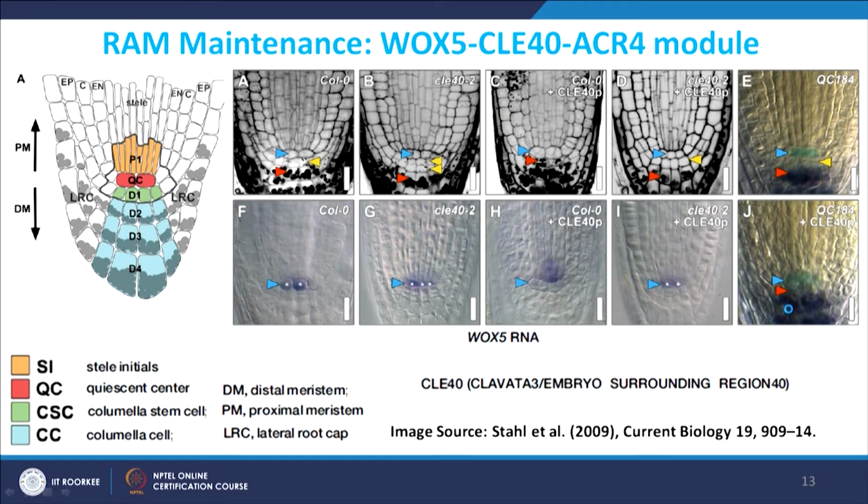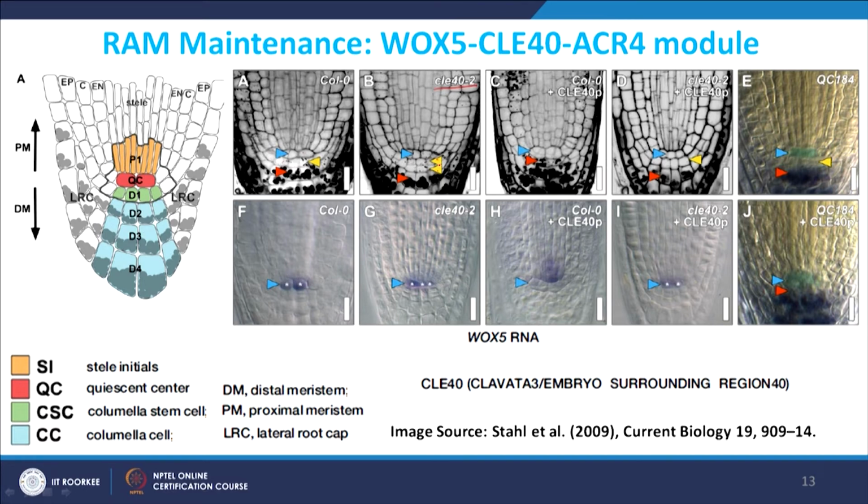Then there is another peptide which is called CLE peptides, CLE40 genes. If you look at this mutant, so this is wild type. In wild type typically you have QC, then you have one layer of D1 layer which is your columella stem cells, and then the next layer is your columella cell, differentiated columella cells. But if you mutate CLE40 genes, what you see is that there is more than one layer of columella stem cells, which means that in CLE40 mutants there is a gain of stem cell activity. So, there is more than the required stem cell activity.